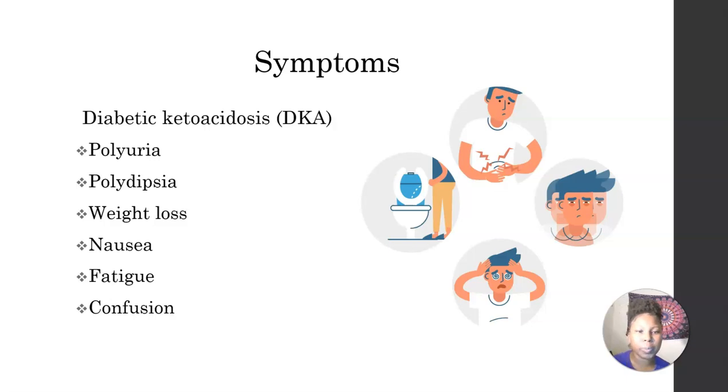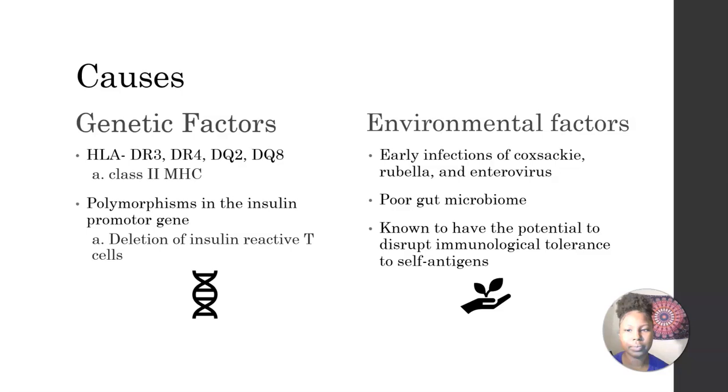And then we have polydipsia, which is extreme thirst, and then weight loss. It could be weight gain as well, but just an overall appetite change, nausea, fatigue, and confusion.